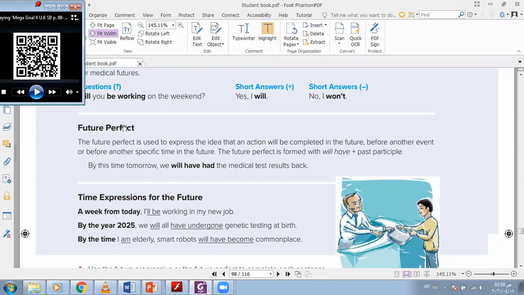The action will be completed in the future before another event or before another specific time in the future. The future perfect is formed with will, have and the past participle.